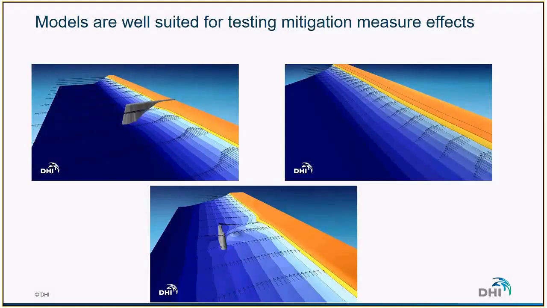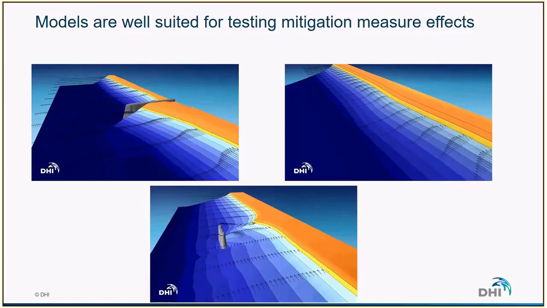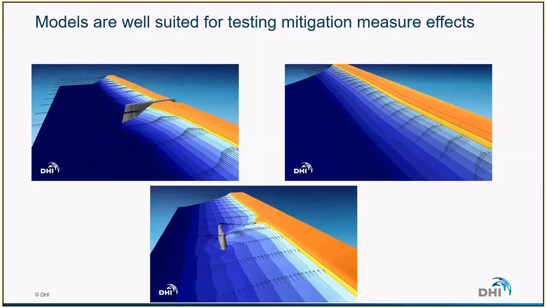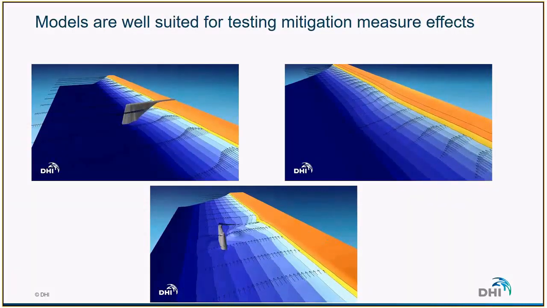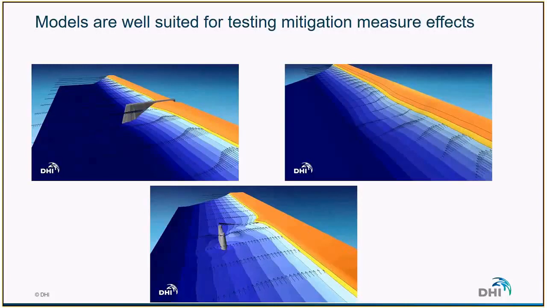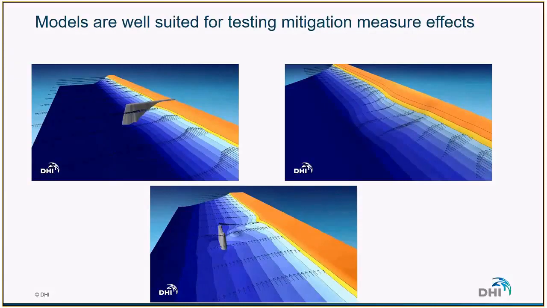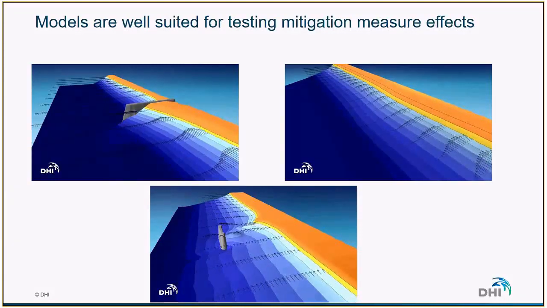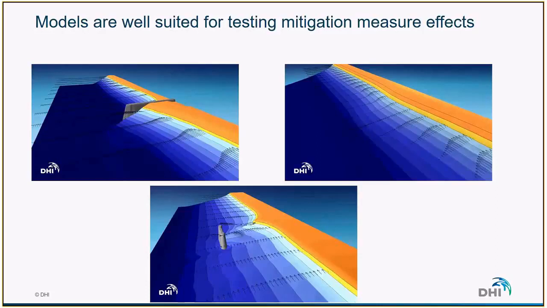There are many ways to protect the coast. It's not necessarily easy to select the right one, and numerical models are a great tool for testing different types of mitigation measures and test what will be the effect on the shoreline. Here you have an example of a coast where we placed a groin in one case, shore parallel breakwater in the bottom, and nourishment in the third case. And we can see that the numerical model helps us identifying the shoreline response.